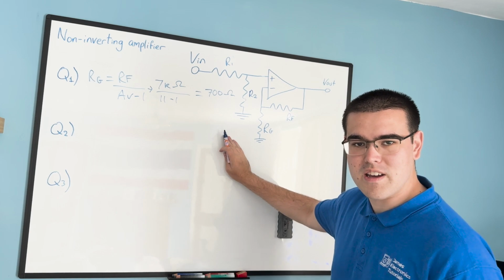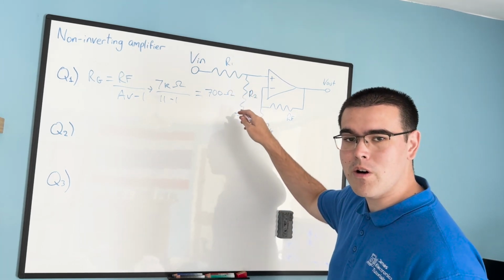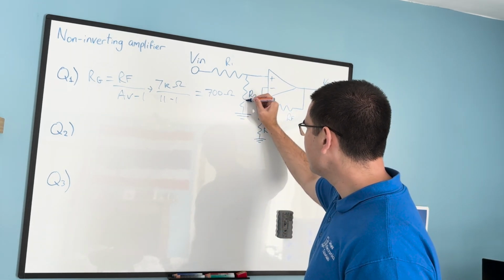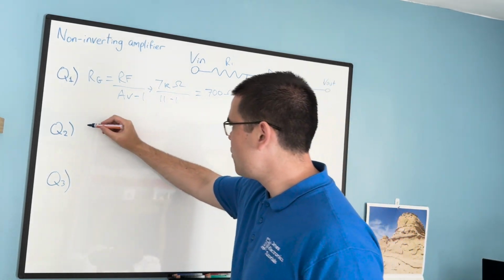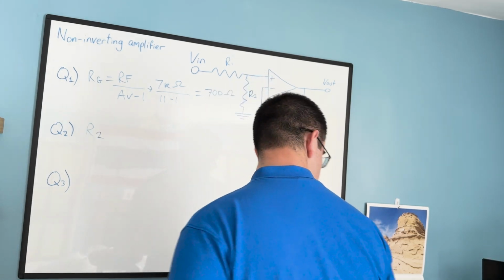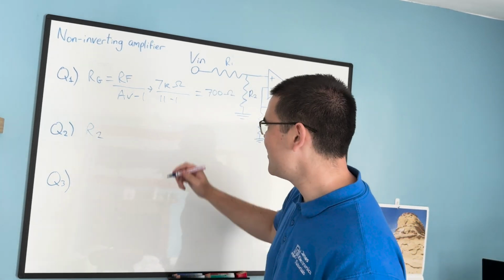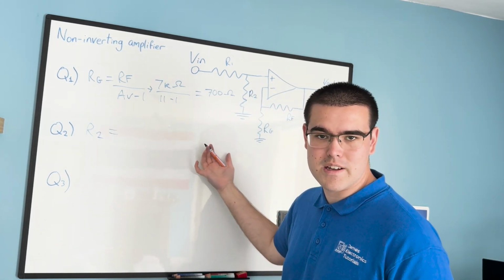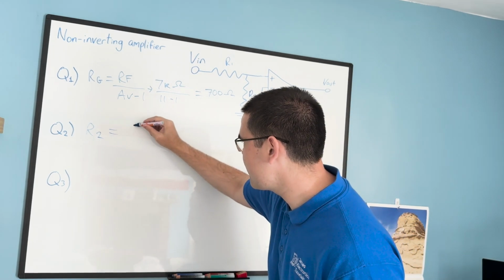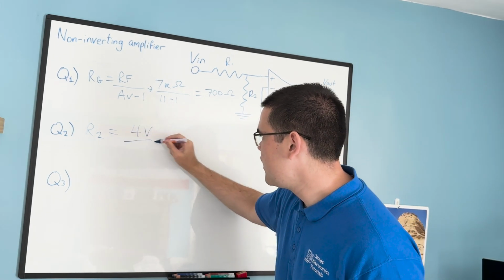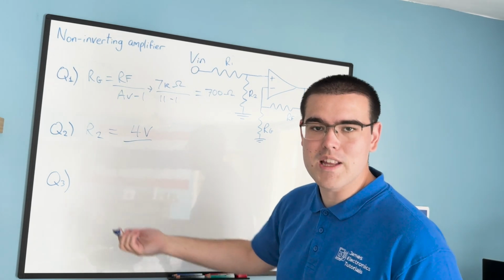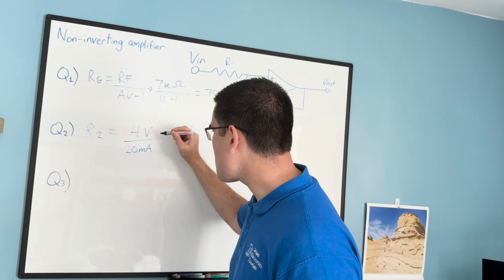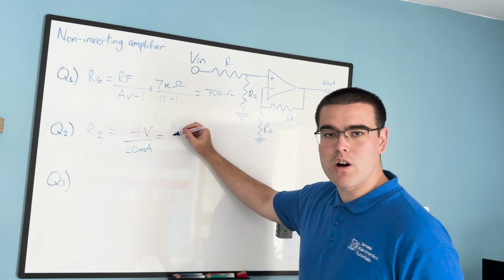Now for question 2. What you should be doing here is trying to find values of R1 and R2 using Ohm's law. We'll start with R2. R2 has the voltage at the output of the voltage divider here, which is 4 volts. We divide that by the current to get the resistance. So 4 volts over 20 milliamps gives a value of 200 ohms.